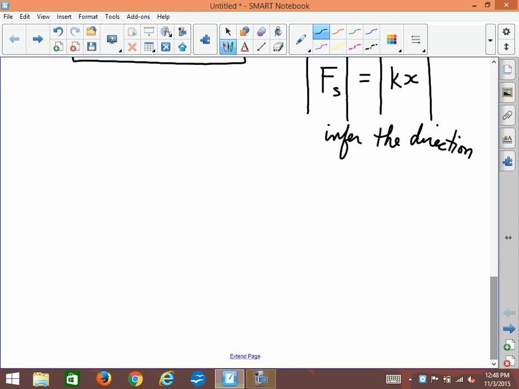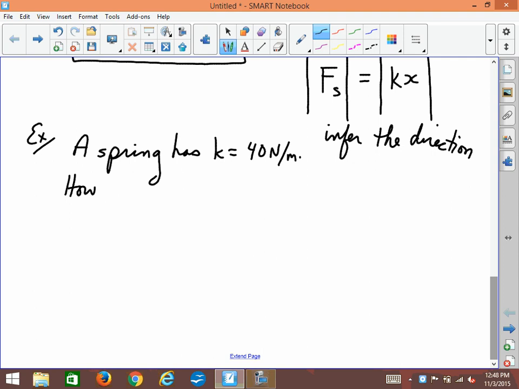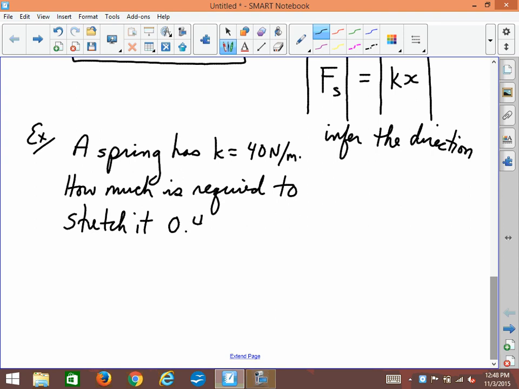All right, so here's an example. Let's do a little example of how you might use this little question. A spring has K equal to 40 newtons per meter. How much force is required to stretch it 0.4 meters, which is quite a bit.